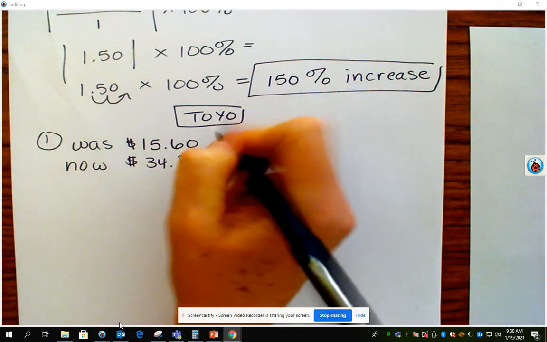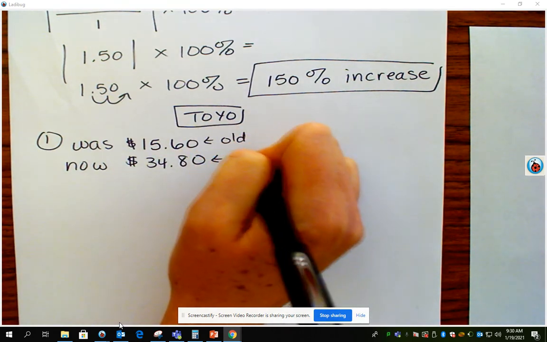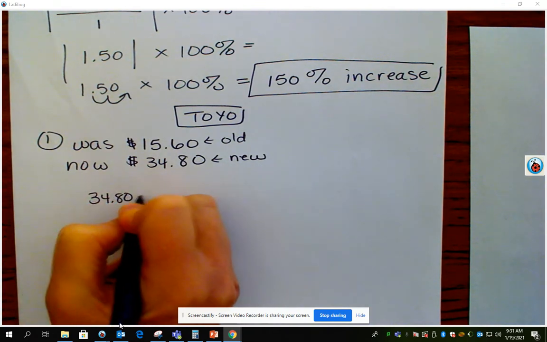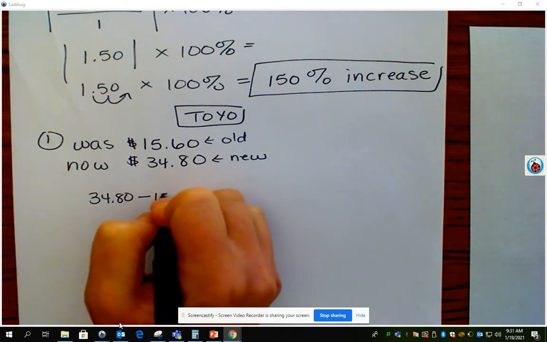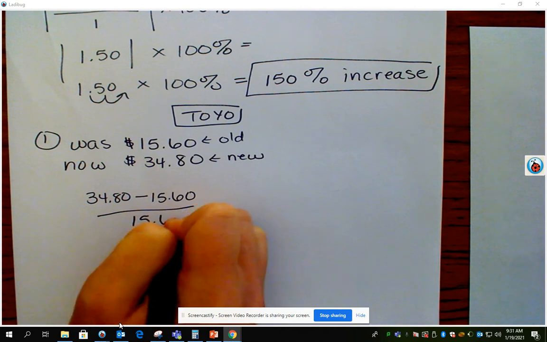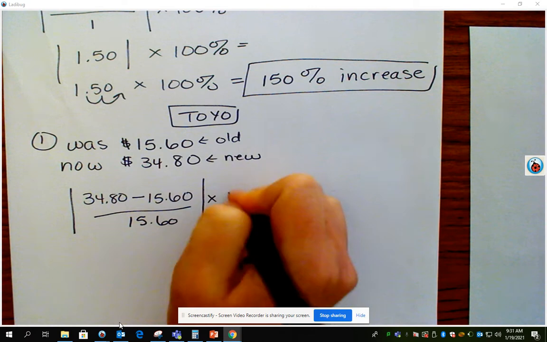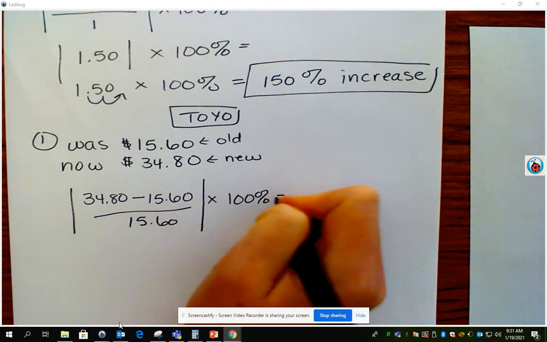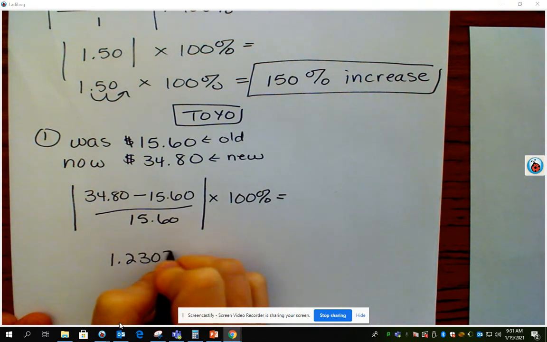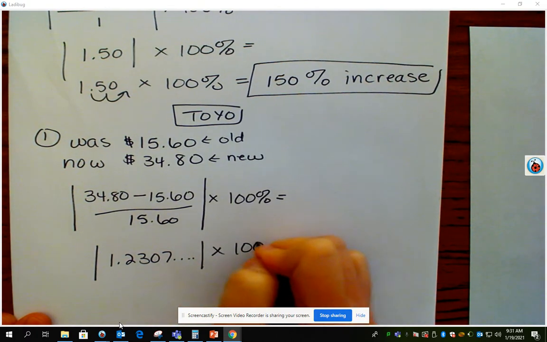So was, that's going to be my old price. Now, that's my new price. Remember, the formula is new, so $34.80 minus old, $15.60, divided by old, $15.60 again. Take the absolute value or make your answer positive and multiply by 100%. So when I put that in my calculator, I'm going to get 1.2307 blah, blah, blah. Okay, in absolute value bars times 100%.